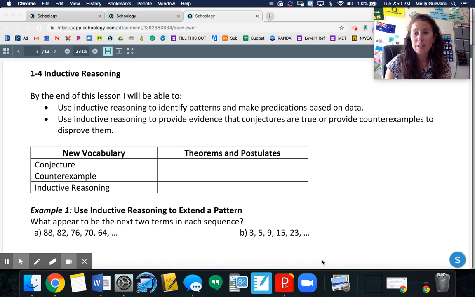We only have 3 vocab today, and there's no theorems. So our new vocabulary is conjecture, counterexample, and inductive reasoning. So we are going to go to your terms page in your packet towards the end there, and we're going to talk about what these 3 vocabulary mean.